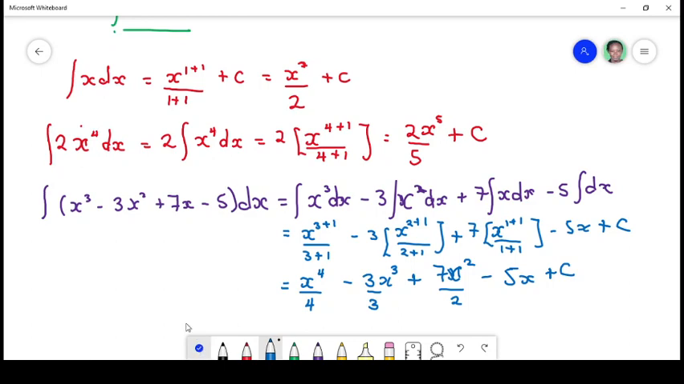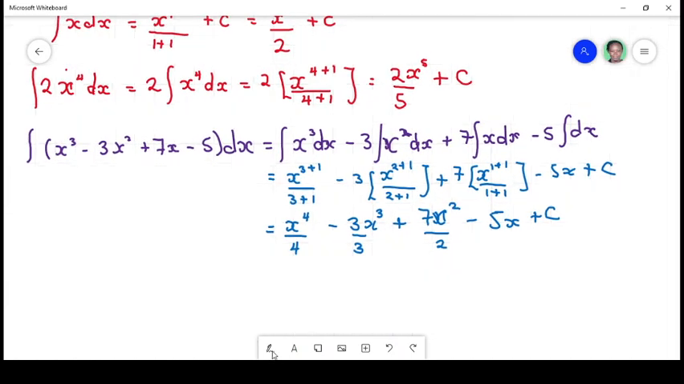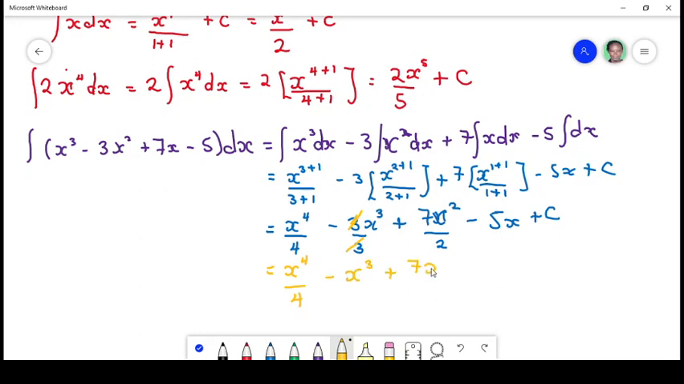So let's see. You realize that the 3 divided by 3 can cancel out. So my final answer is going to be x to the power 4 divided by 4, minus x cubed, plus 7x squared divided by 2, minus 5x, plus c. So this becomes our final answer.